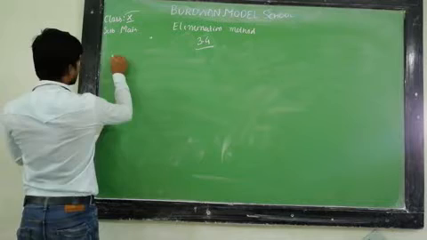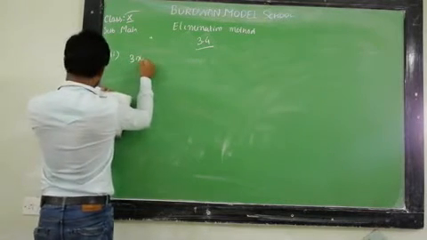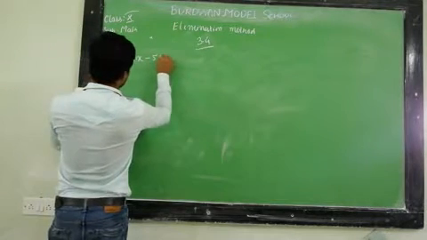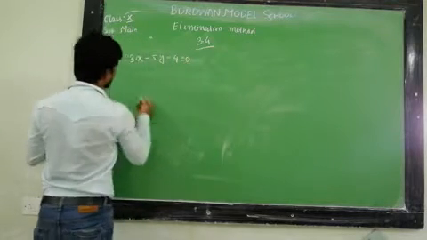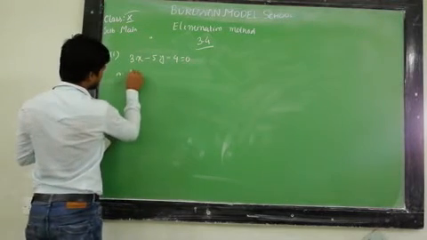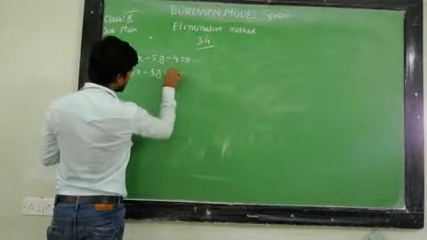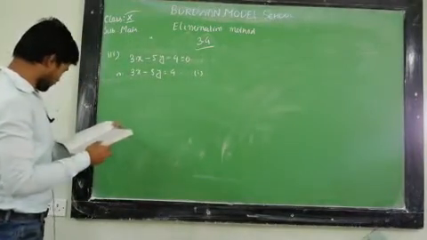First equation is 3x minus 5y minus 4 is equal to 0, or it can be written in the form 3x minus 5y is equal to 4. This is your first equation, equation number 1.